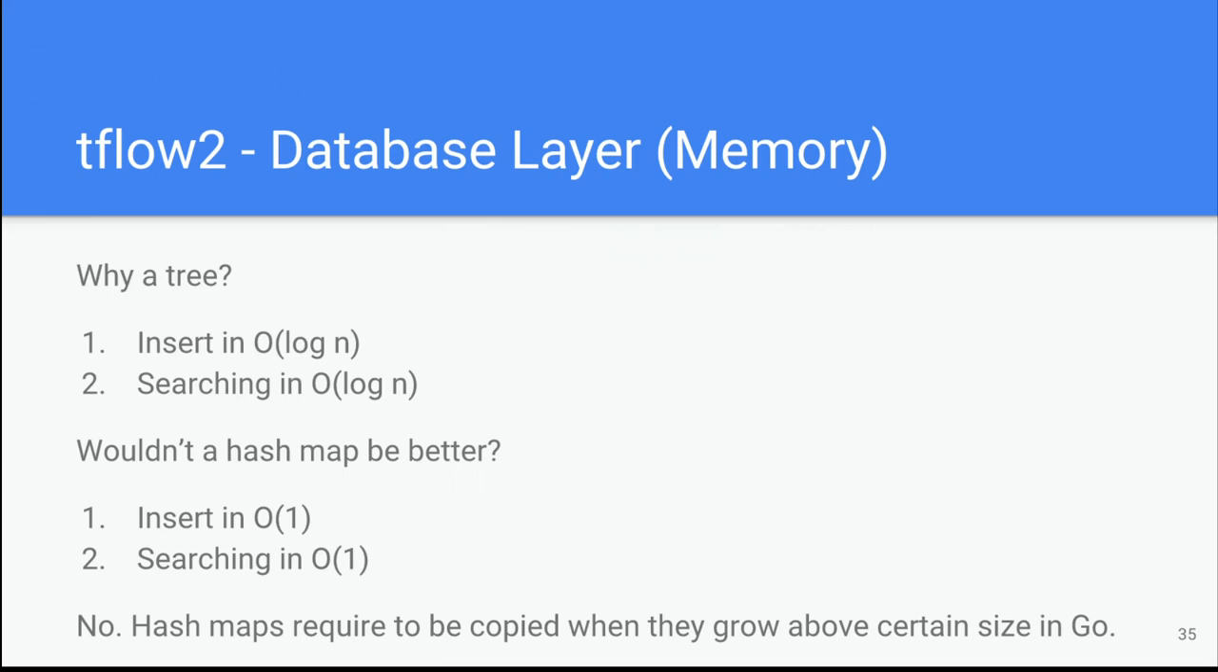Wouldn't a hash map be better? Because with a hash map, you can insert in constant time and find stuff in constant time as well. Sounds better, huh? No, it's not better in this case, at least not with this implementation in Go, because the hash map requires being copied when it grows above a certain size.